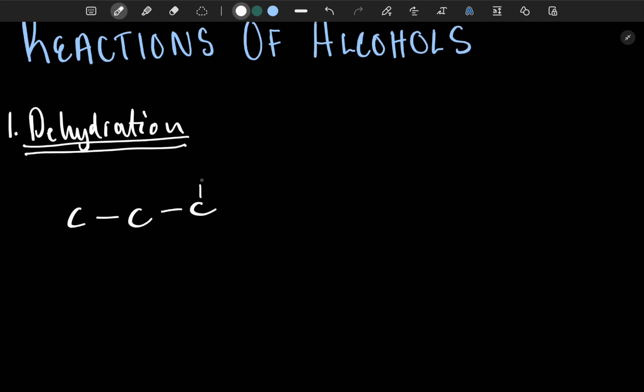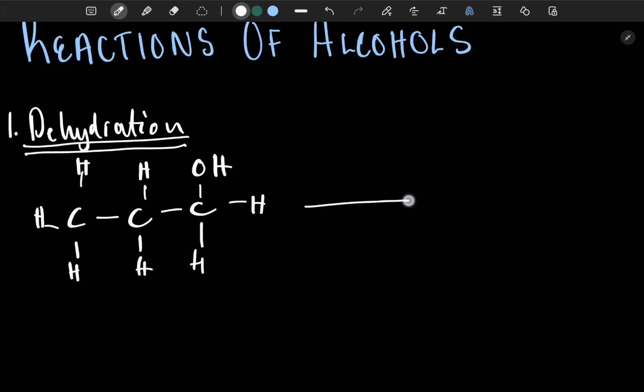Put propanol here, and we are going to say this is the OH. Okay, and then here, of course, you have the hydrogens. Remember that carbon always has 4 bonds, right? Every carbon should have 4 bonds. There we go. Now this guy is going to react with an acid, okay, with a strong acid.